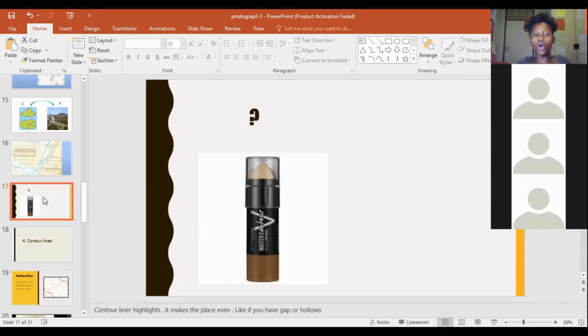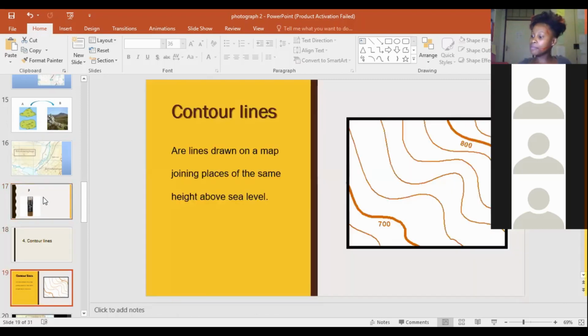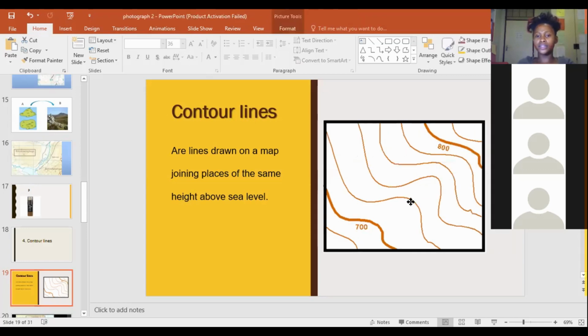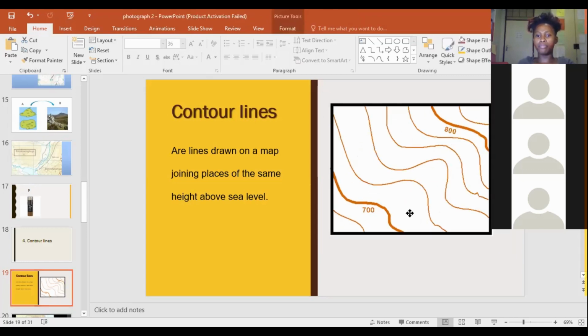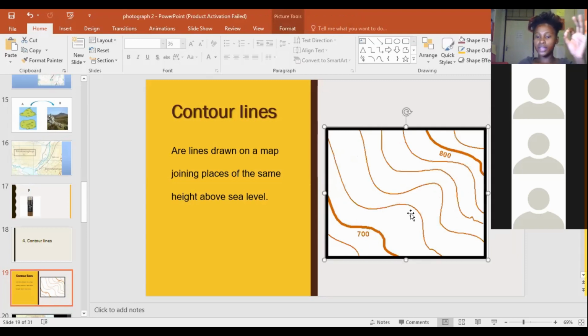This brings us to our contour lines. The same contour lines that highlight our face to show the elevation are also there on our maps. Are we fine? Yes, ma'am. The contour lines are lines drawn on a map joining places of the same height above sea level. On the right-hand side, we have a map. We have the dark shaded lines and the light shaded lines.